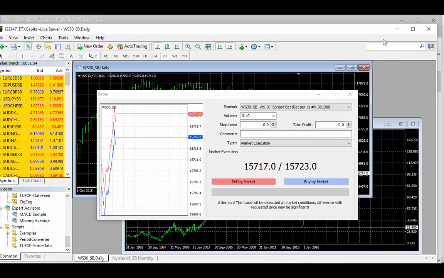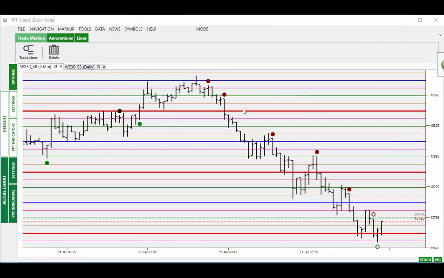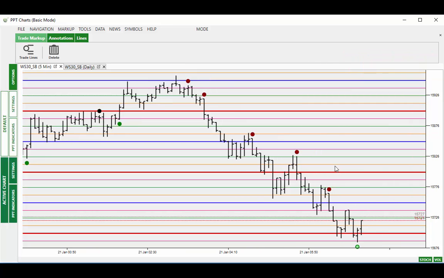So again, let's just go back to the chart, and as I said, on the overnight now you can see the market moving back to the downside there, finding support at these lows.